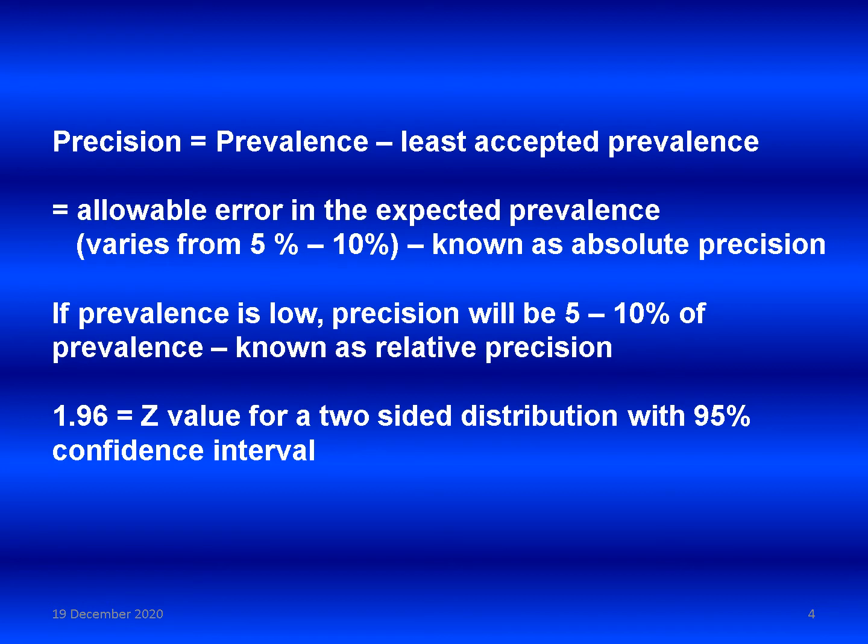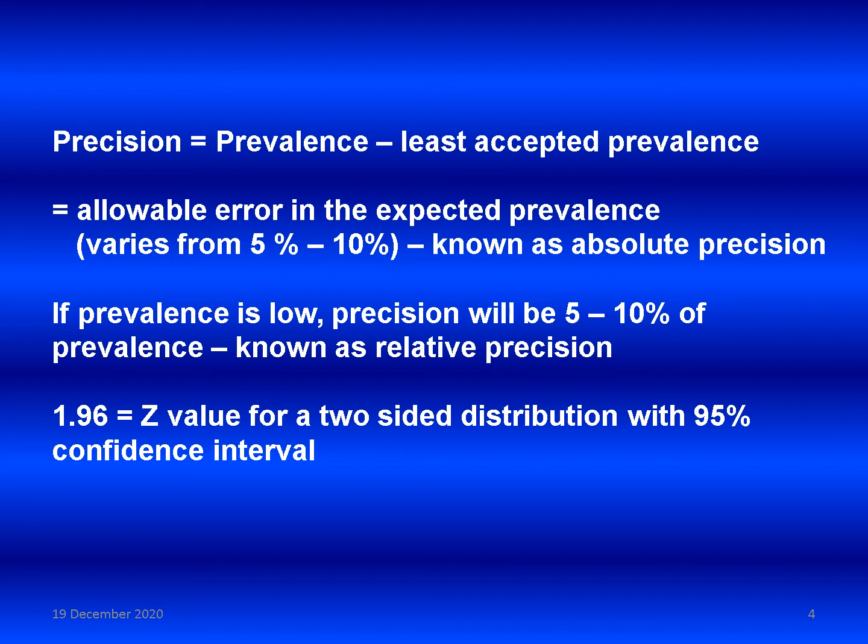Then it is known as absolute precision. We are taking the absolute number 5 or 10 or any number between that. Above 10 is not acceptable. Most of the time we go for 5% allowable error.